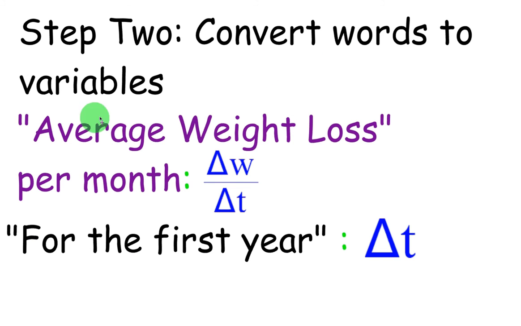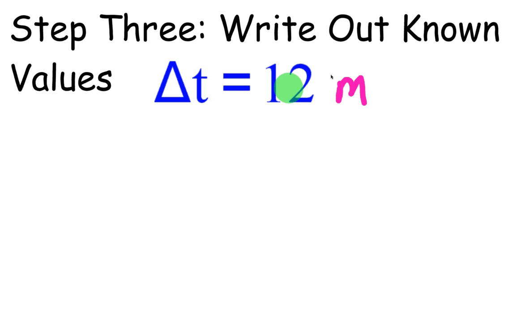Convert words to variables. So average weight loss, instead of change in S over change in T, it'll be change in W over change in T. And then for the first year, we can write change in time, right? And a year is 12 months, right? So our known values: change in time would be 12 months. We want to know what her average weight loss per month was after the first year. So change in T must be 12.